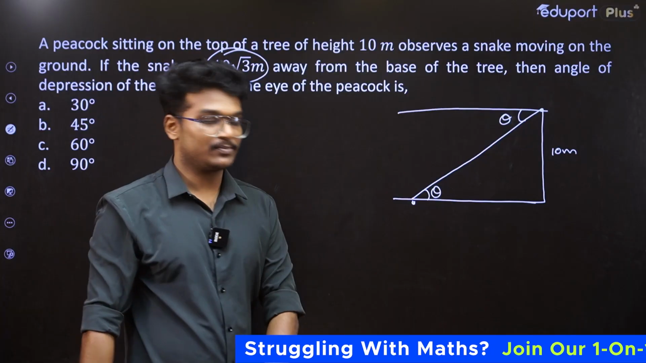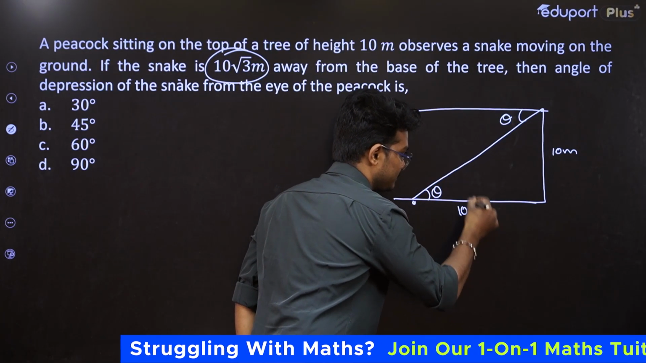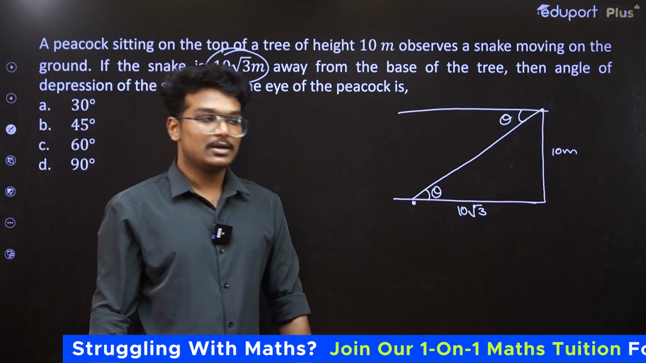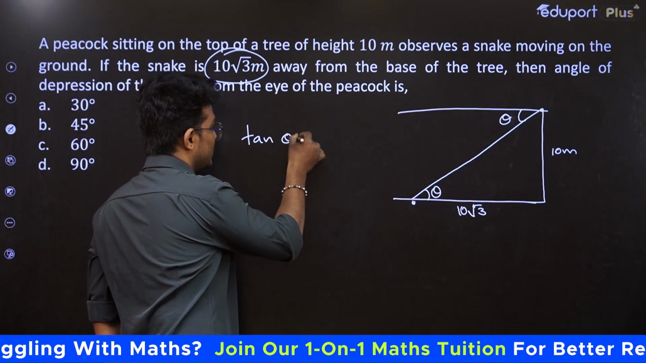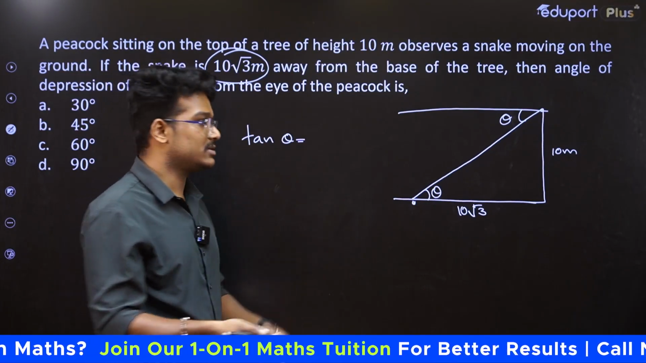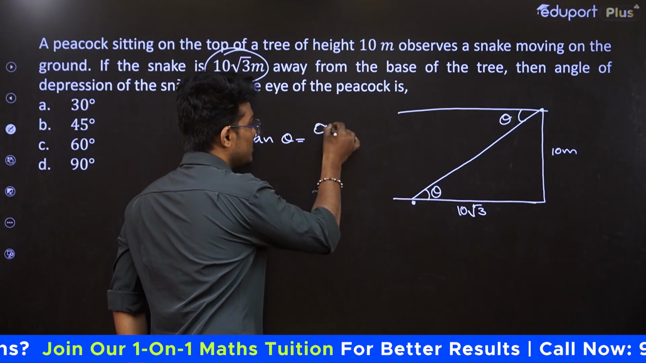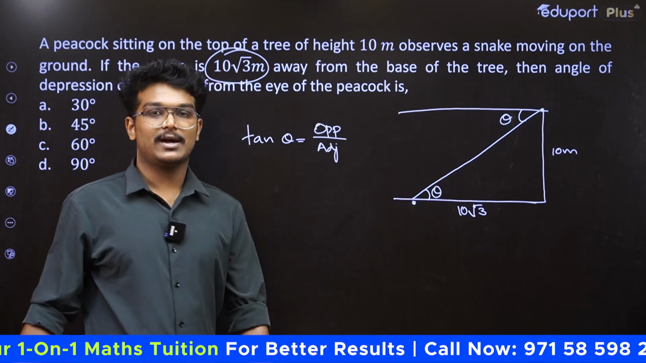Yes, 10 root 3. So here it will be 10 root 3. Okay, now I am taking tan theta here. Tan theta. So what is tan? We have already discussed in the last class. Tan is equal to opposite side by adjacent side.